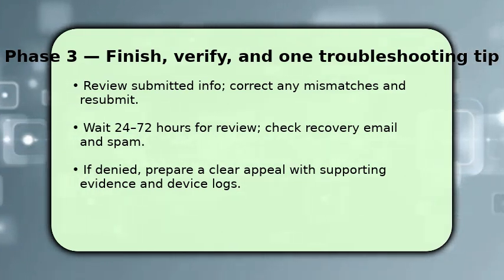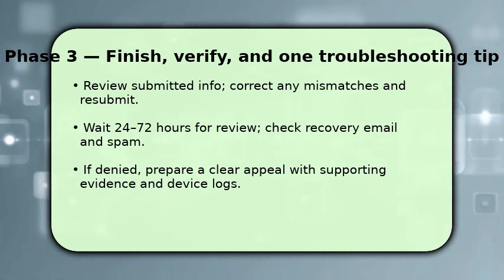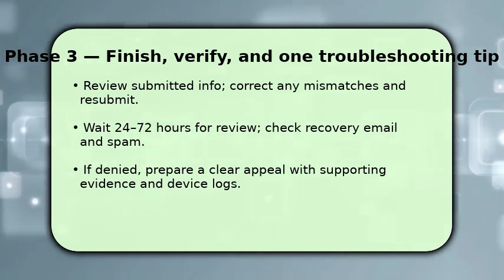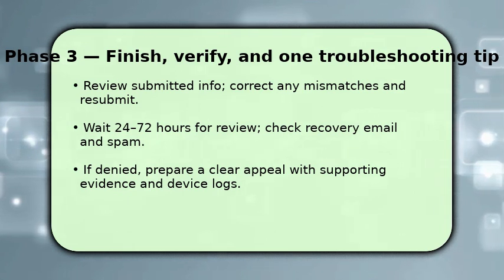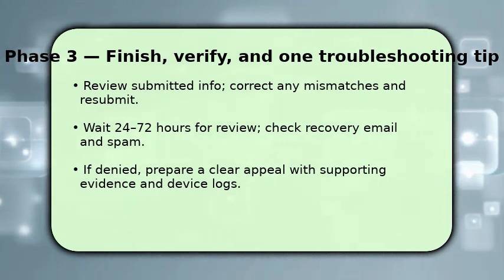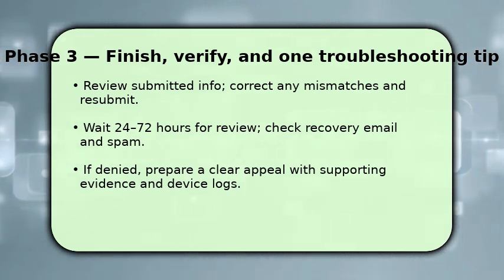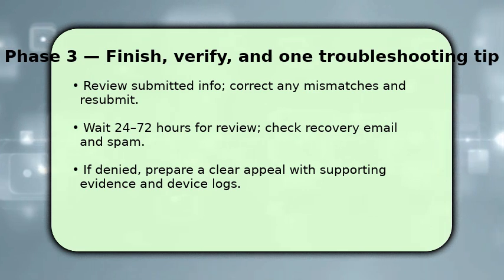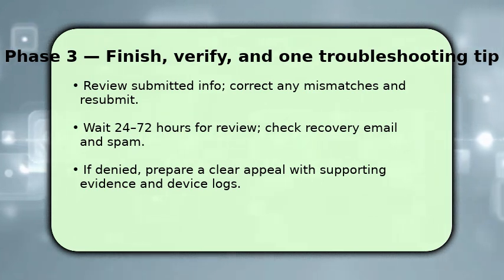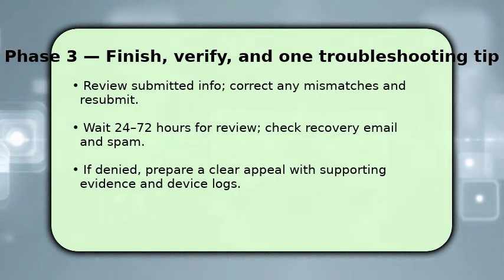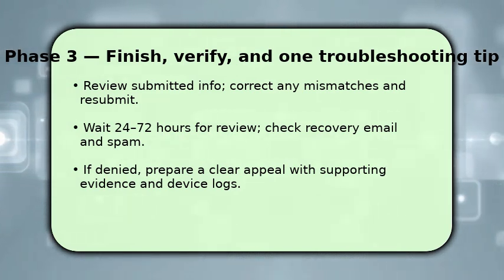After you submit, wait 24 to 72 hours for Google's review and check the recovery email plus spam folder. If the account is reinstated, immediately update passwords and enable two-step verification. If denied, don't panic. Prepare a focused appeal that lists the exact changes you made, attach clear supporting documents, and include device login dates. That troubleshooting step often turns a denial into approval.